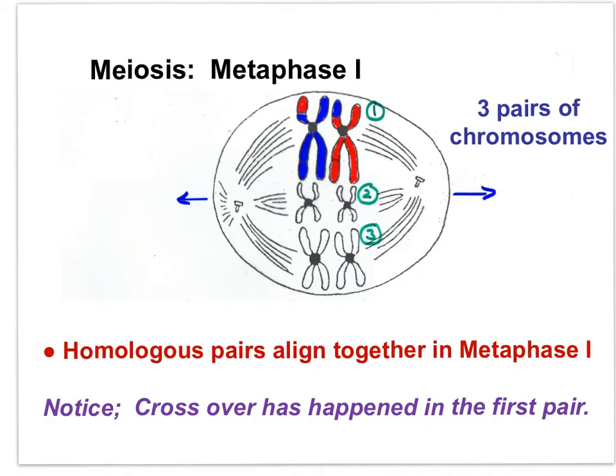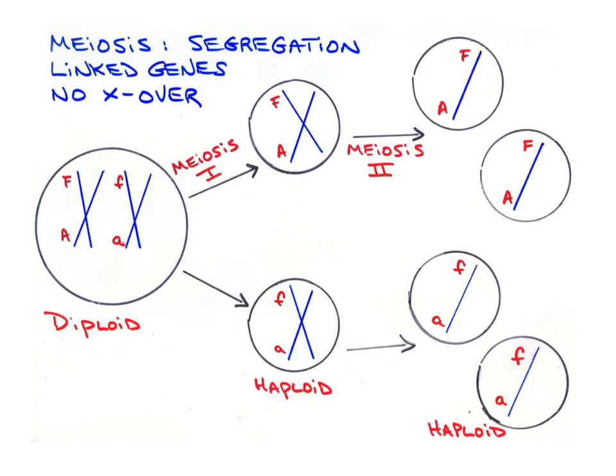Homologous pairs align together in metaphase I of meiosis. Notice that crossover has already happened in the first pair. Crossover happens during prophase of meiosis I. Here is a homologous pair, again following genes F and A. No crossover has occurred. There are only 2 genetic types in the gamete seen here. Hopefully you can see how I have abbreviated the 2 meiotic divisions. Think carefully about why this slide makes sense with respect to meiosis.